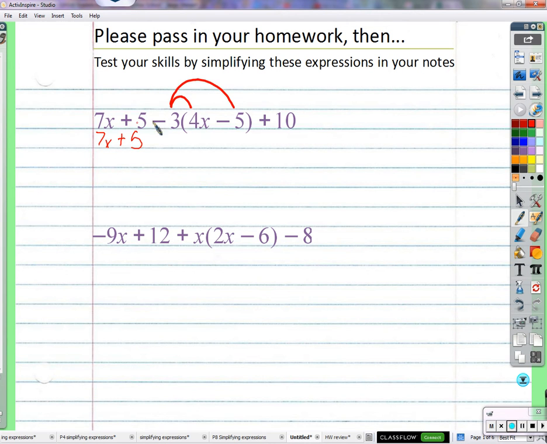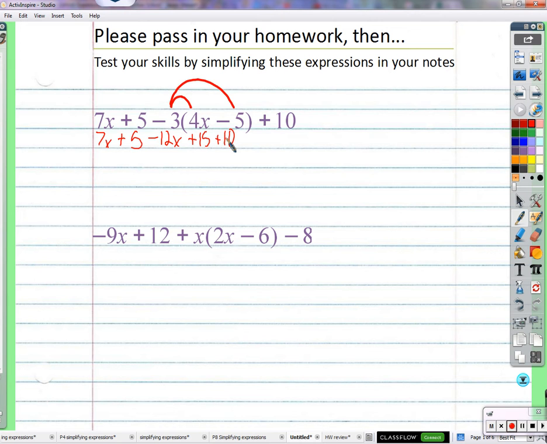Now subtracting 3 from 5 and getting 2, that's not the way that works. -3 times 4x is -12x. -3 times -5 is +15, plus 10. So far so good? Okay. What's something now that we can do?